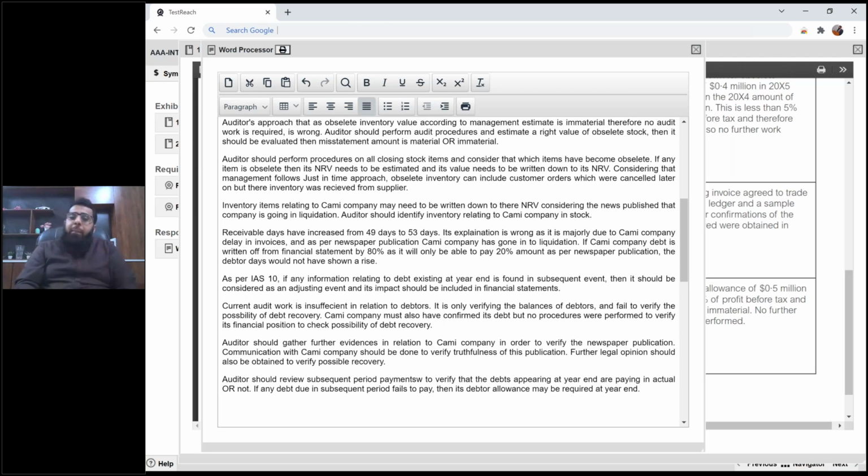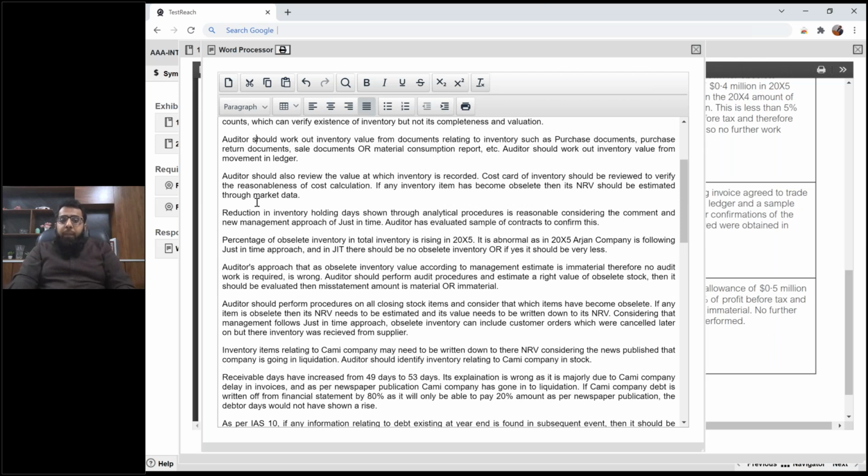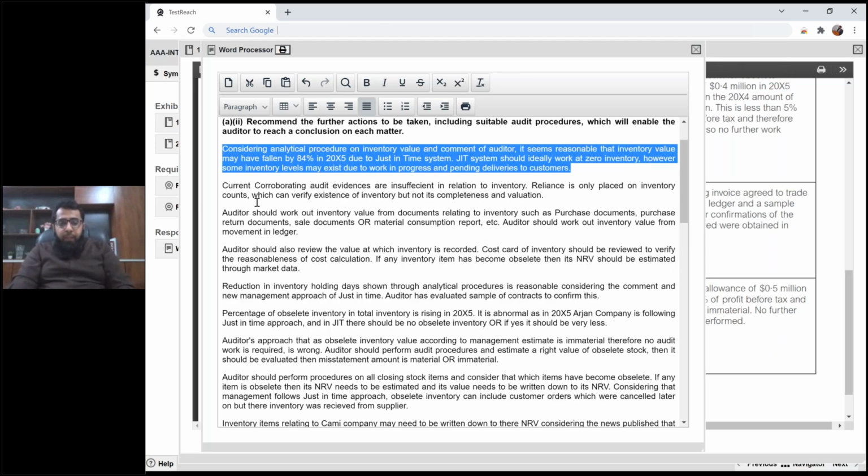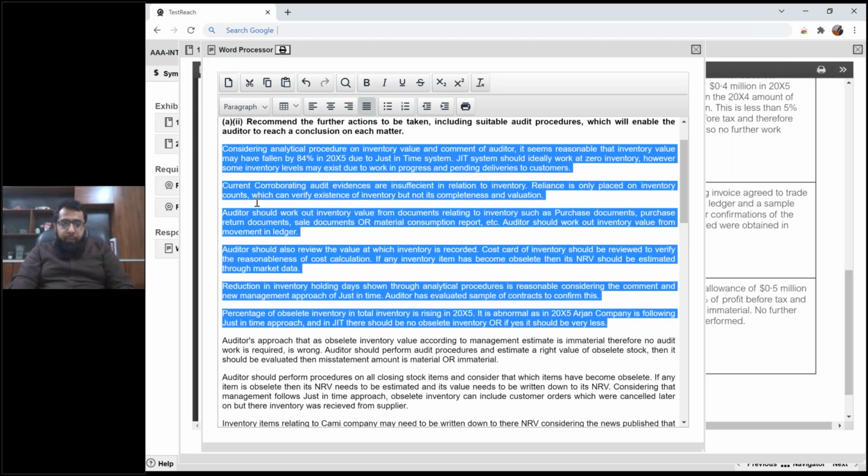Okay, let's come back. So how many marks are done? If you look at it, the first mark was on inventory value. We commented on the analytical, we commented on the evidences, two procedures, four marks. Then another was on holding, 5, 6, 7, 8.